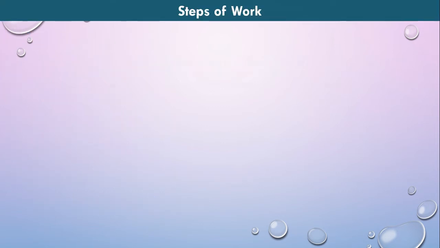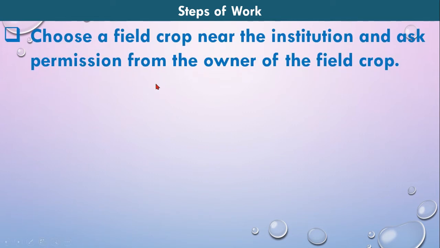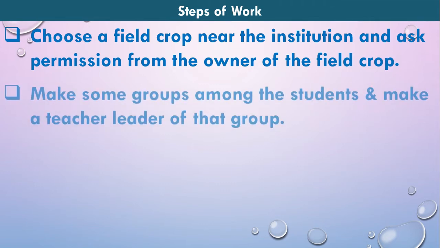Then what will be the steps of the work? First of all, choose a field crop farm near the institution and ask permission from the owner of the field crop. That means you have to take the permission through your institution. Your institution's principal takes the permission, or your teacher takes the permission, from the place where you want to go to visit. Otherwise that place will not allow you to enter their premises.